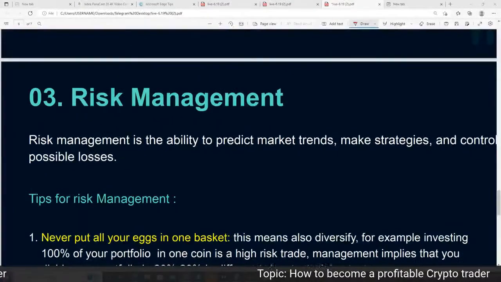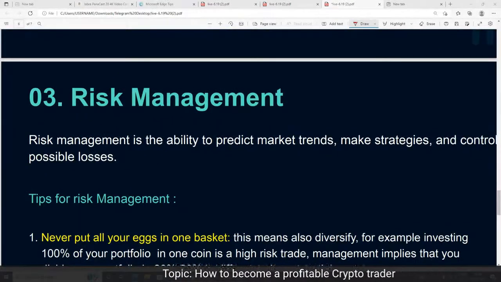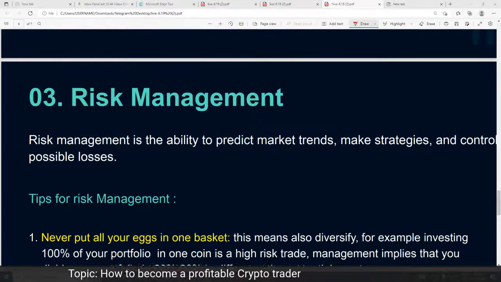So how do you manage your risk as a trader? How do you manage your risk?